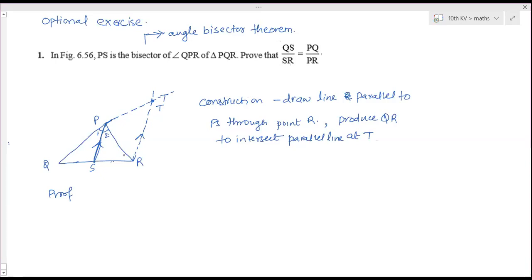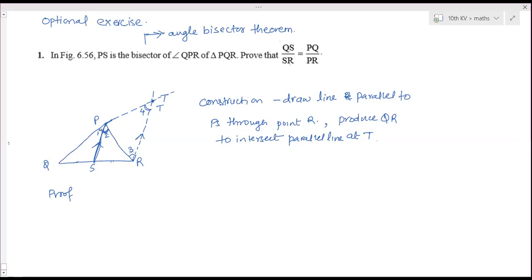Yes, ma'am. And then consider this triangle PRT. This angle and angle 2 are equal. Why? Consider that as angle 3. These two are equal, alternate interior angles. Consider this angle as 4. This angle and angle 1 are equal. Reason? Corresponding angles.